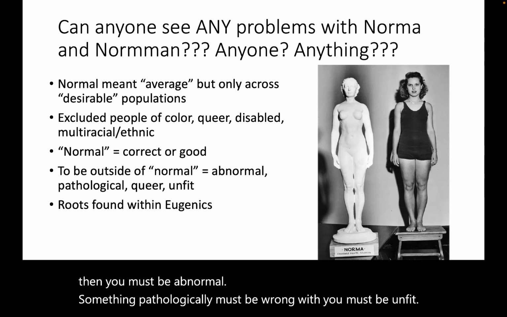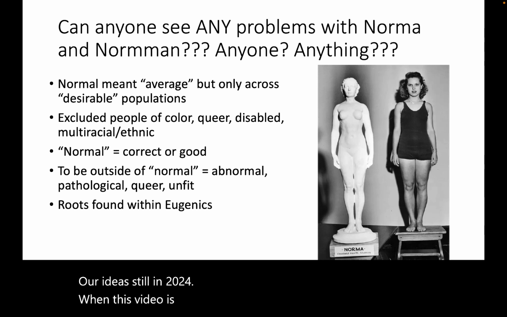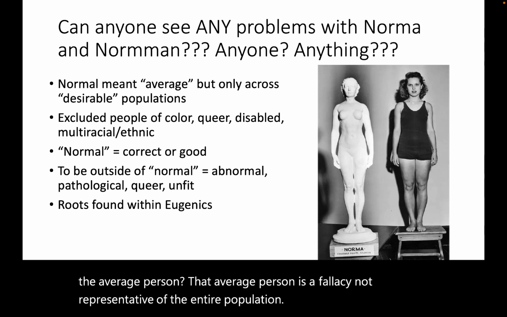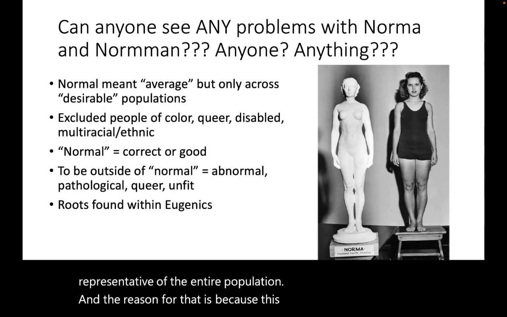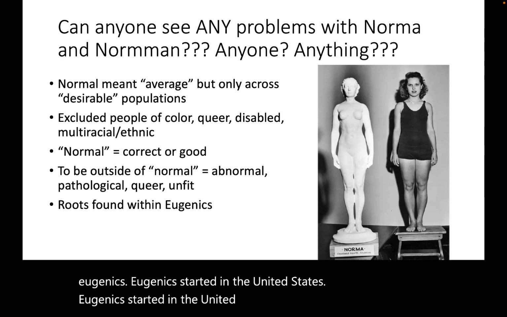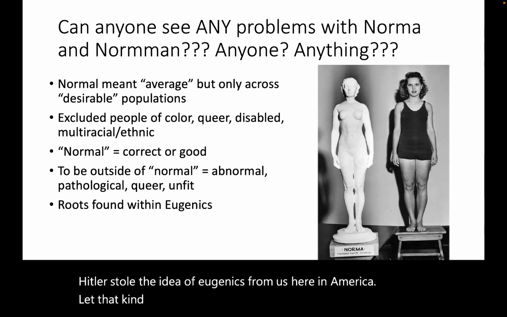Our idea still in 2024, when this video is recorded, we still use this idea of norm and normal. What is normal? What is the average person? That average person is a fallacy, not representative of the entire population. And the reason for that is because this research was an offshoot of eugenics. Eugenics started in the United States. Hitler stole the idea of eugenics from us here in America. Let that sink in a little bit as well.